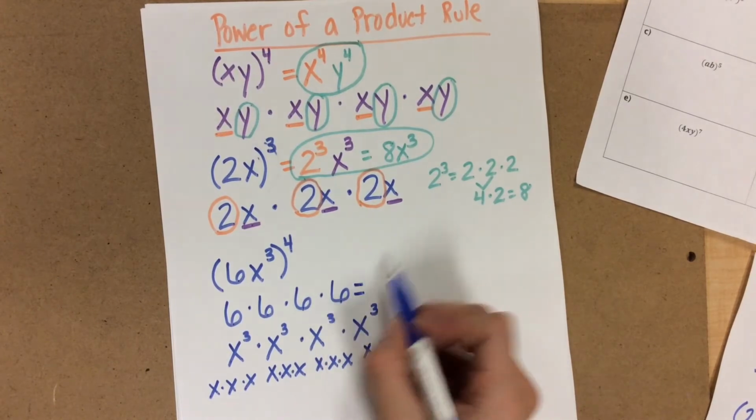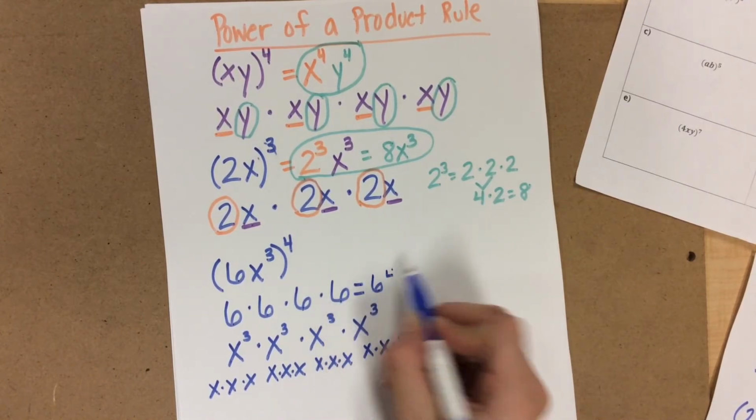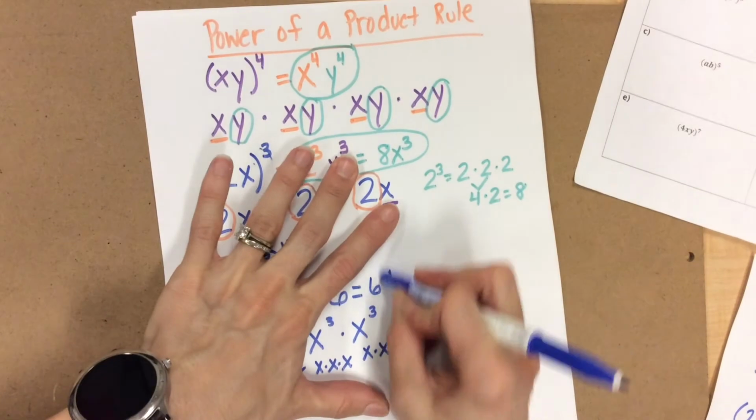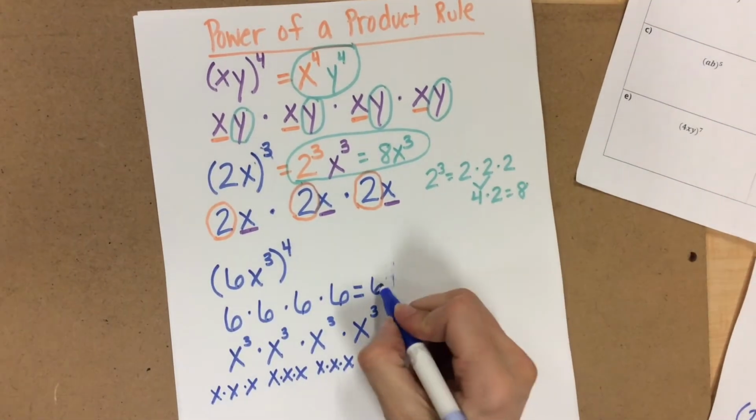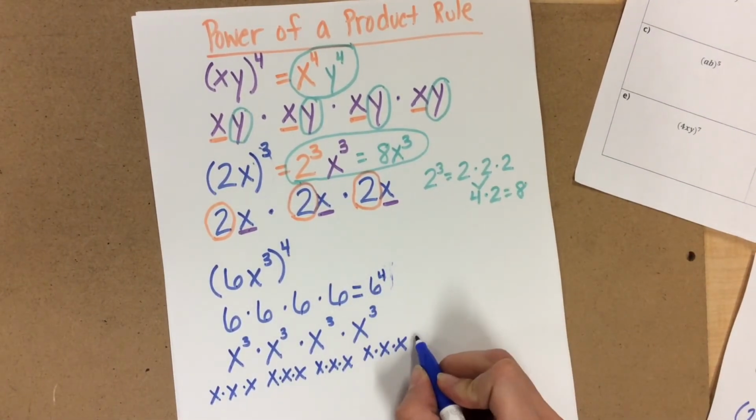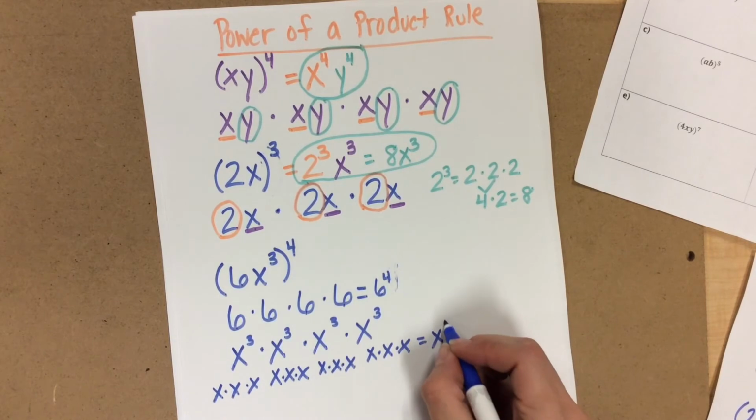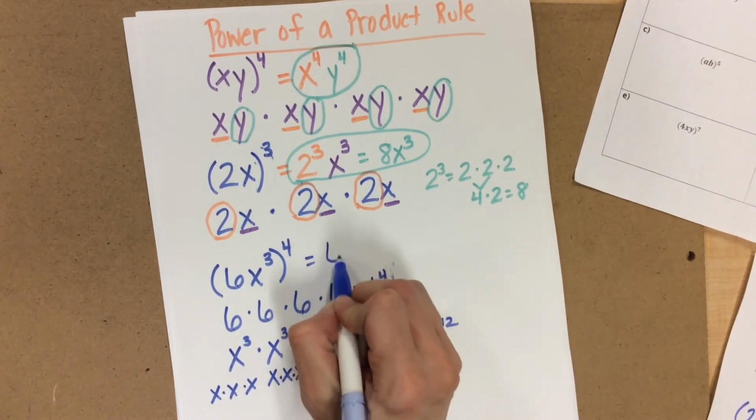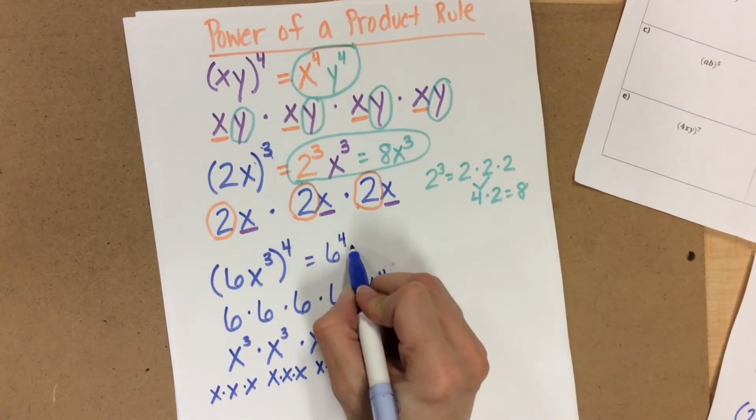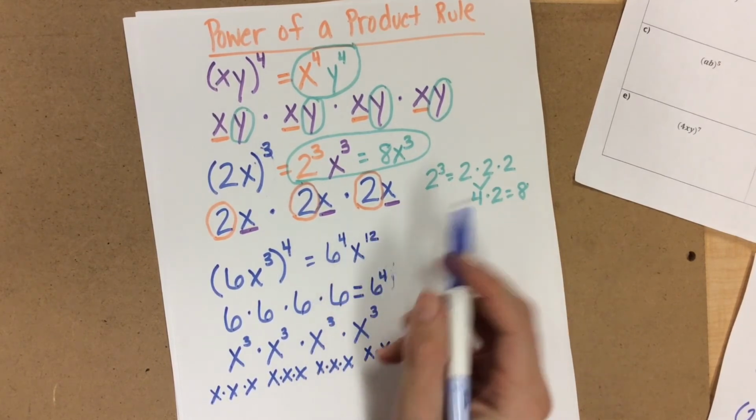So I have 6 to the fourth power. Then this would be x, 1, 2, 3, 4, 5, 6, 7, 8, 9, 10, 11, 12. My final answer would be 6 to the fourth power, x to the 12th power.